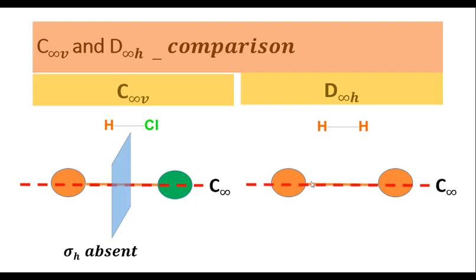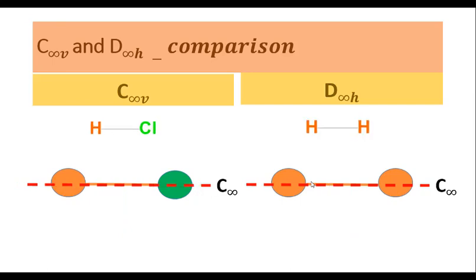Whereas in the case of hydrogen, if you take the C infinity, this is the principal axis. Perpendicular to the principal axis, you find a plane like this. To the left of this plane, you find a hydrogen atom. To the right of the plane also, you find a hydrogen atom. That means there is a plane of symmetry which is perpendicular to the principal axis, and there is a sigma h plane, the horizontal plane of symmetry is present. Whereas the horizontal plane of symmetry is absent in the case of HCl.